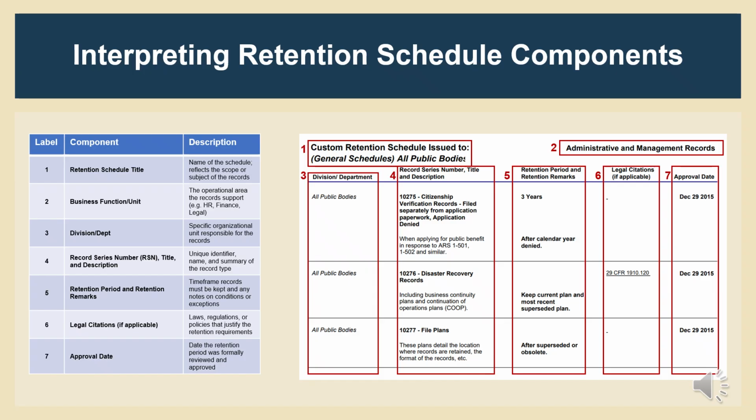Label 7. Approval date. This is the date that the RSN in question was most recently approved. Retention schedules are a permanent retention for our agency, therefore you can always contact LAPR if you need to know a retention period from a previous date.